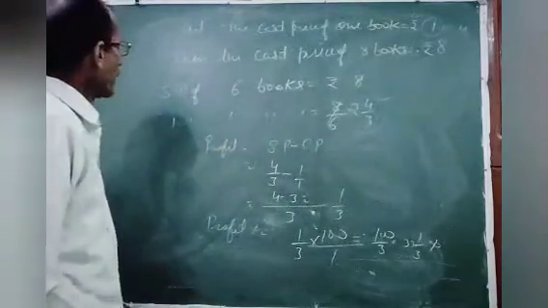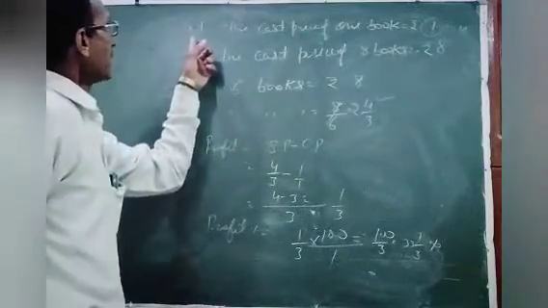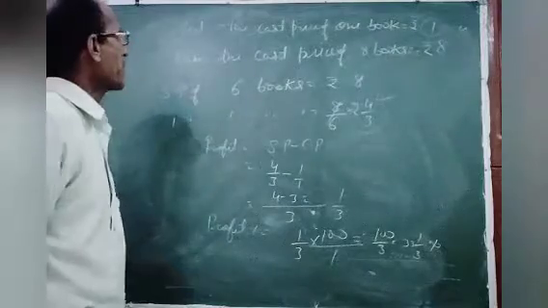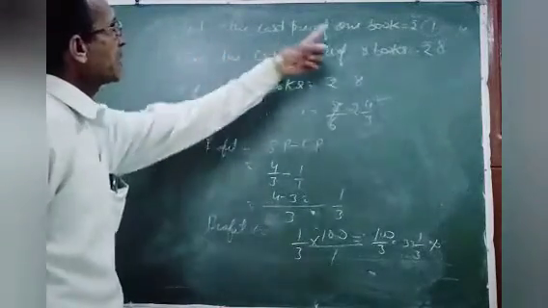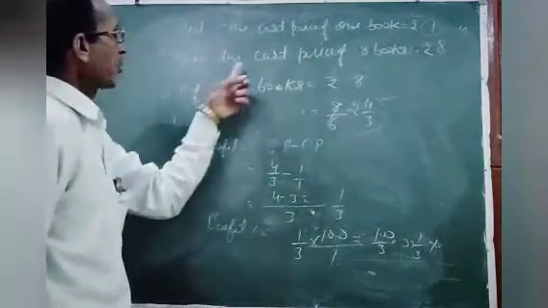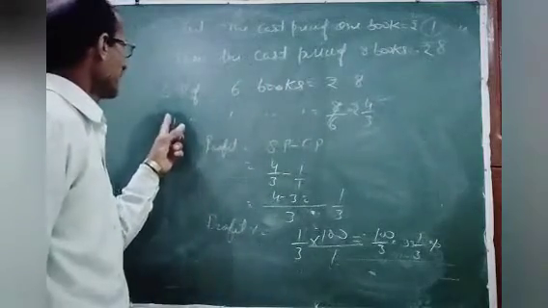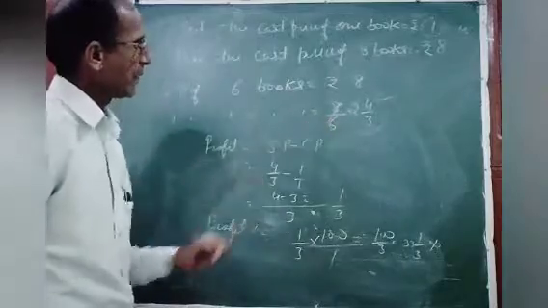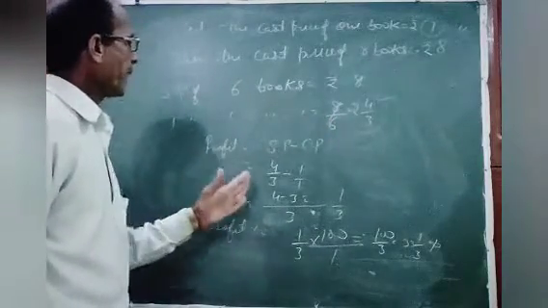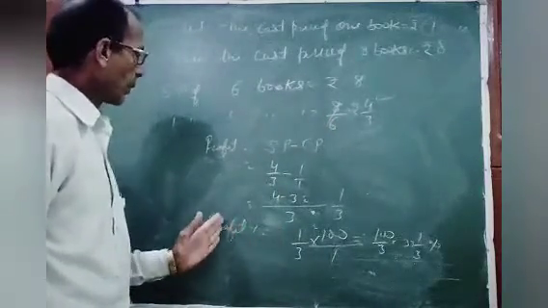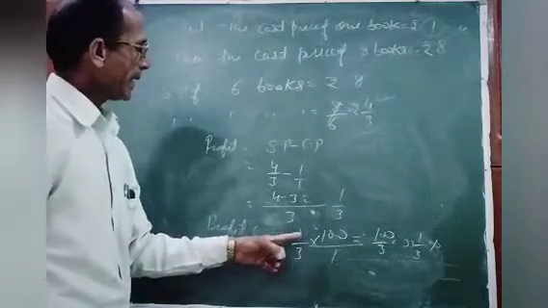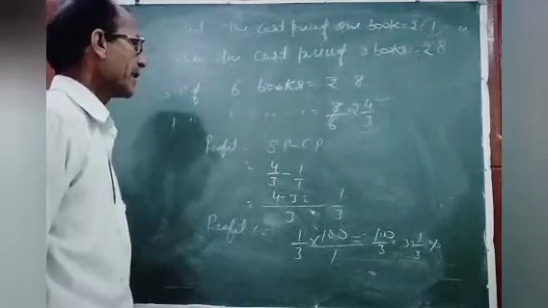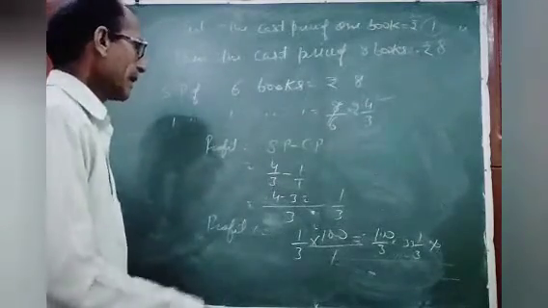Once again, the cost price of 8 books is equal to the selling price of 6 books. I assume the cost price of one book is rupees 1. Then the cost price of 8 books is rupees 8. Selling price of 6 books is rupees 8. Then selling price of one book will be 4 by 3. Profit is 1 by 3. So profit into 100 upon CP, so it will be 100 by 3. It means 33 into 1 by 3%.